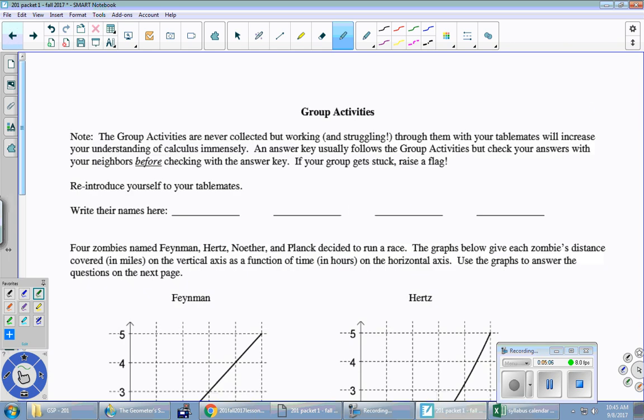Okay, so with that change, you're going to come back here to page 13. You are going to write the names of your table mates again, either from memory or don't be shy, ask them if you have forgotten their names, and then you're going to jump in. There are questions on the next page about these 4 graphs. Raise a flag if you get stuck, and at some point soon I will call us back together.